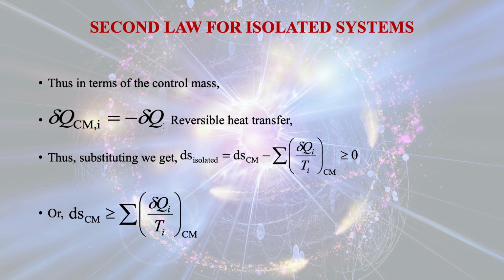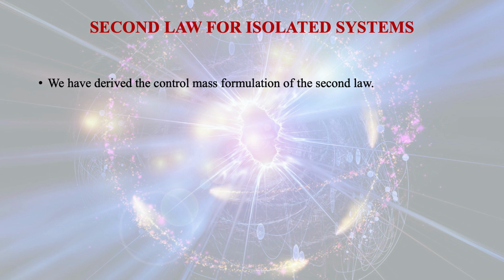So dS Cm, that is the change in entropy for control mass, is greater than or equal to summation of del Qi by Ti for the control mass. So this is the equation we have got for a control mass for the change in entropy, that is dS control mass is greater than or equal to summation of del Qi divided by Ti of control mass. We have derived the control mass formulation of the second law of thermodynamics.